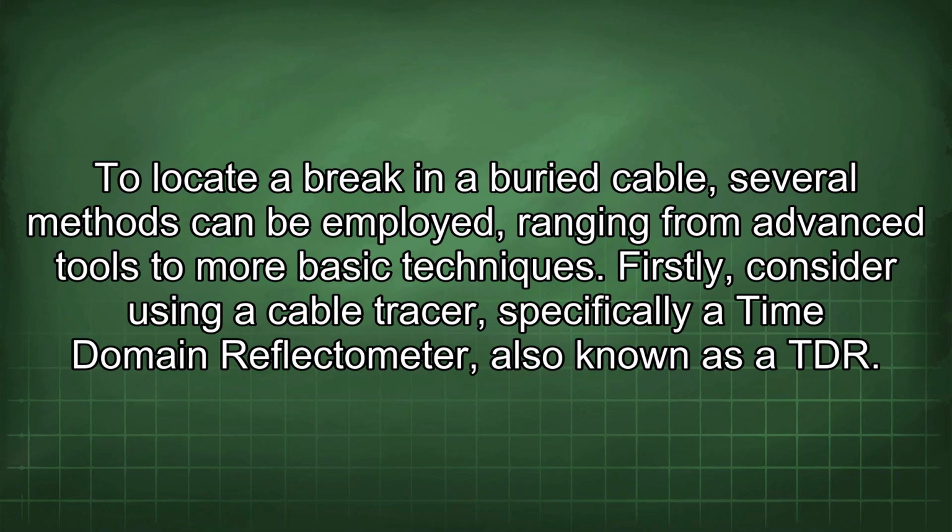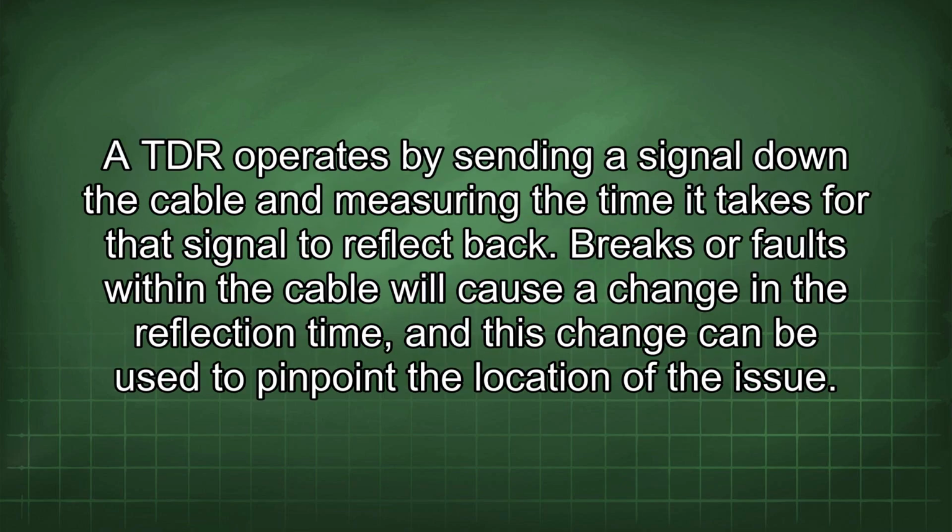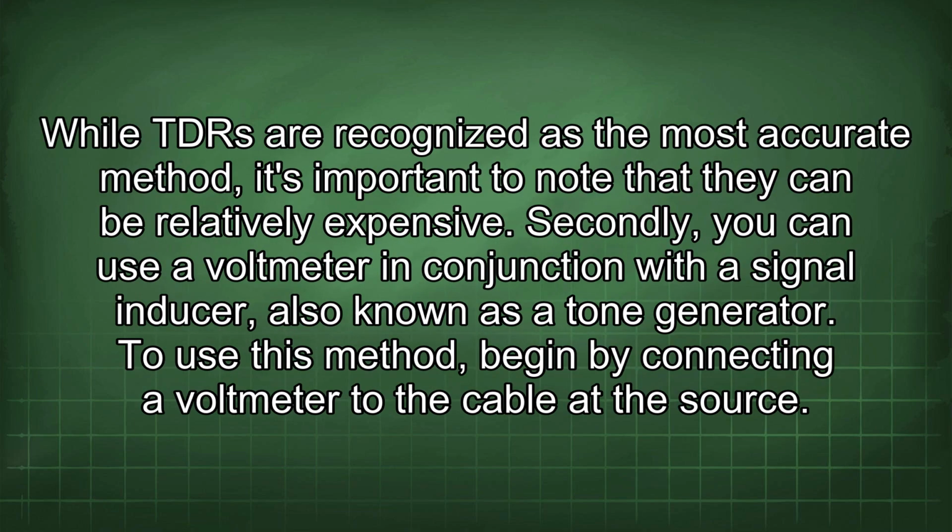To locate a break in a buried cable, several methods can be employed, ranging from advanced tools to more basic techniques. Firstly, consider using a cable tracer, specifically a Time Domain Reflectometer, also known as a TDR. A TDR operates by sending a signal down the cable and measuring the time it takes for that signal to reflect back. Breaks or faults within the cable will cause a change in the reflection time, and this change can be used to pinpoint the location of the issue. While TDRs are recognized as the most accurate method, it's important to note that they can be relatively expensive.